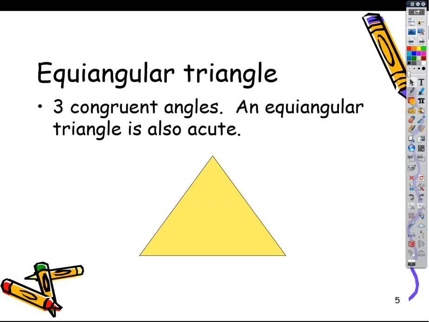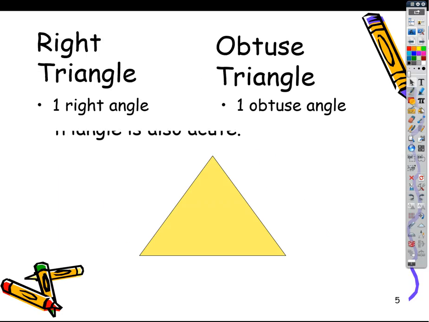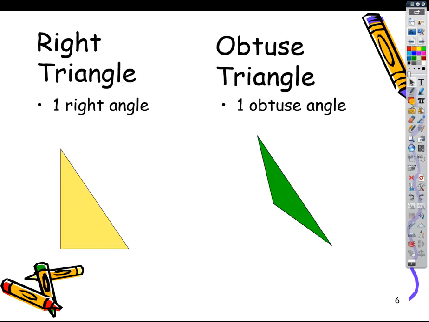It's acute also, isn't it? Right? Because all the angles are acute. Okay, a right triangle has one right angle. Now, you can tell me something else about this. What's the measure of a right angle? 90. So then what must the two acute angles in a right triangle add up to?